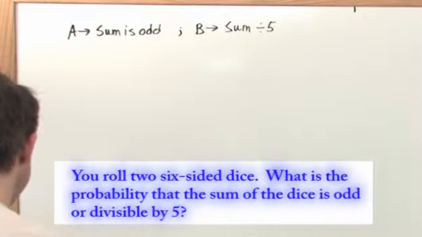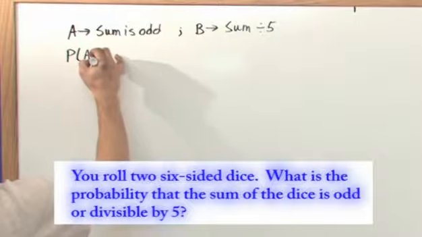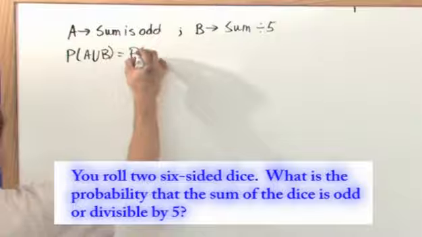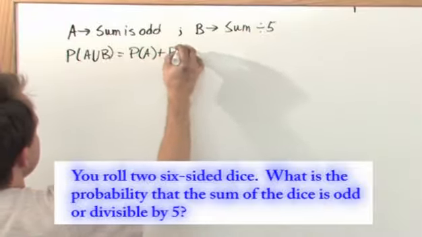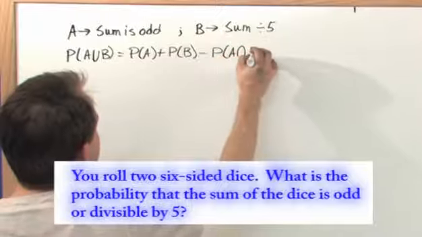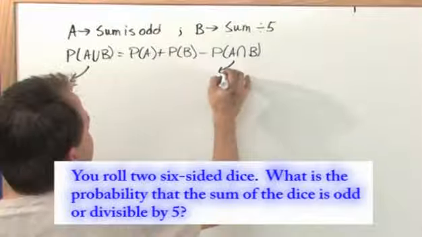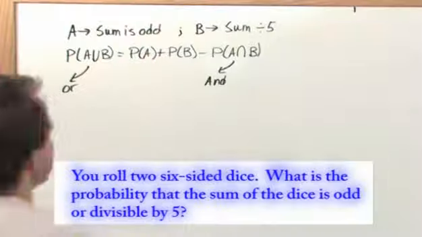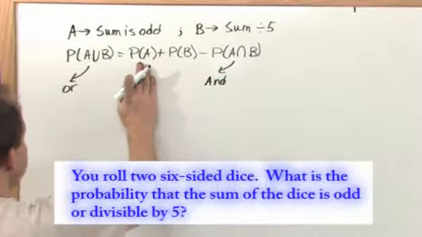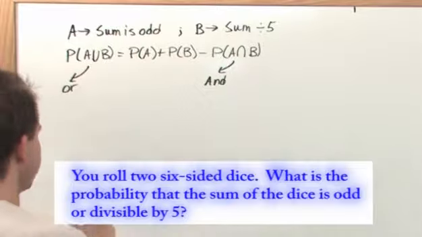Alrighty, and of course we know that the probability of A or B, which is the union, is equal to the probability of A plus the probability of B minus the probability of A intersection B, which is A and B. So this is or, this is and. Okay? That's or and that's and. All right? So what we need to do is calculate the probability of A and calculate the probability of B.